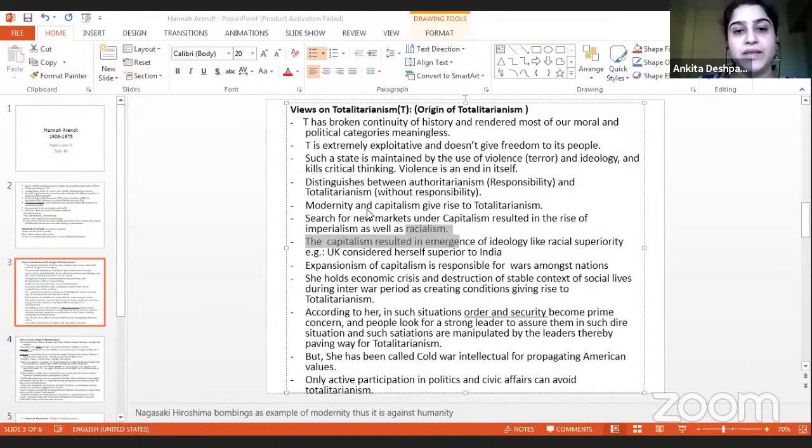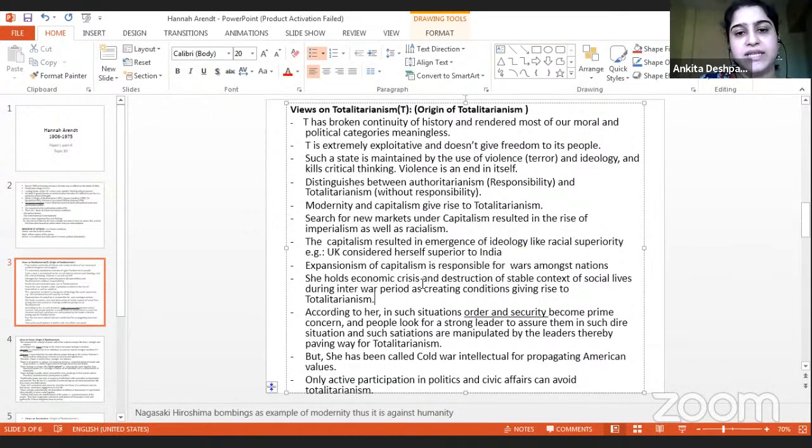So, what I was telling you, that modernity and capitalism, according to Hannah Arendt, gave rise to imperialism, which finally sowed seeds even for racialism. Expansionism of capitalism is responsible for war amongst nations. Everybody wanted to have as many colonies as possible so that they could get raw materials, use them in their large scale industries, make finished products, and dump them in the new markets as well as in the other countries. Because of this, expansionism of capitalism led to war amongst nations.